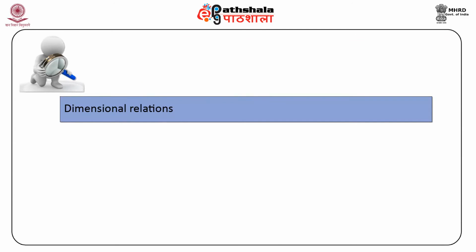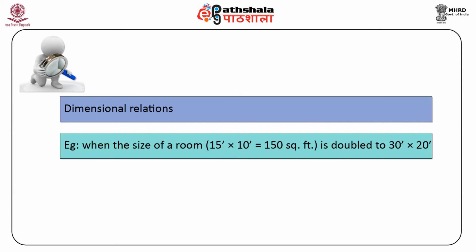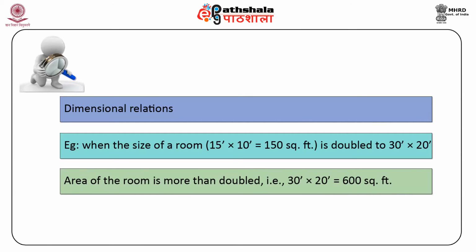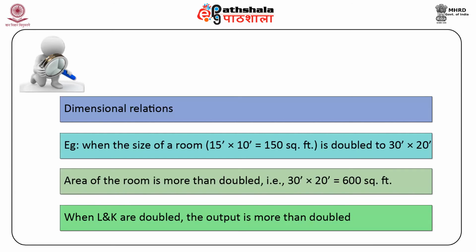Dimensional relations. For example, when the size of a room 15 by 10 feet, equal to 150 square feet, is doubled to 30 by 20 feet, the area of the room is more than doubled. That is, 30 by 20 is equal to 600 square feet. When the diameter of a pipe is doubled, the flow of water is more than doubled. Following this dimensional relationship, when the labor and capital are doubled, the output is more than doubled over some level of output.